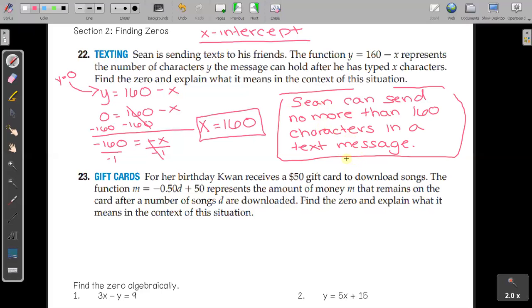So his text message can only hold 160 characters, and characters, if you don't know what that truly is, is each letter, number, space, punctuation in a text message. The next one I would want you guys to do, which the key will be uploaded tomorrow to check, and then again we can always come back if there's more time.